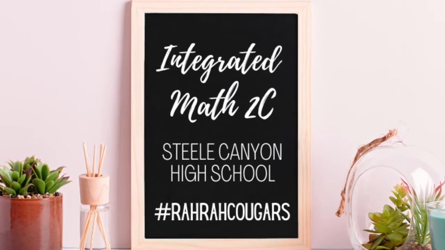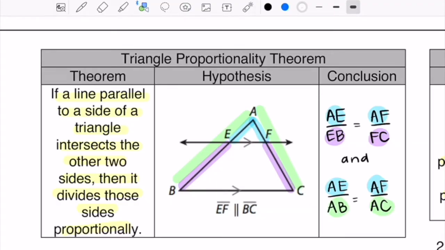Everyone. Today's notes are on section 6.3 and 6.4. So we'll start with 6.3. The triangle proportionality theorem and its converse are both talking about triangles that have a parallel line that goes through the middle of them.